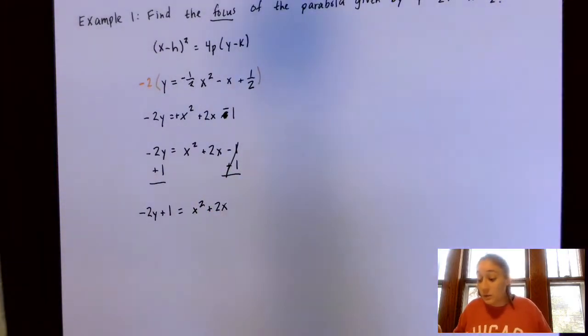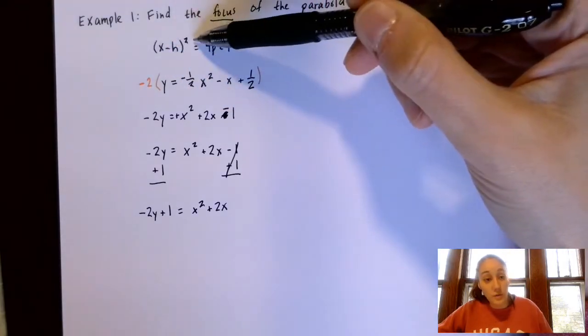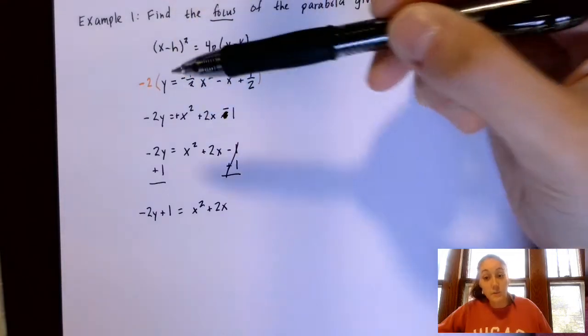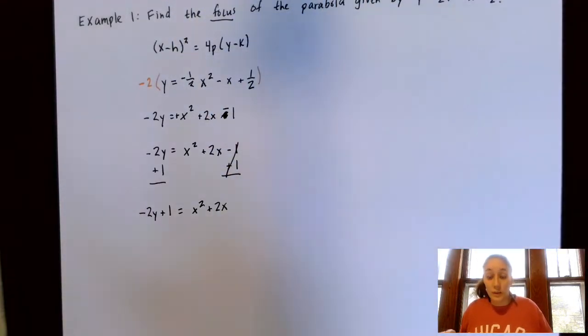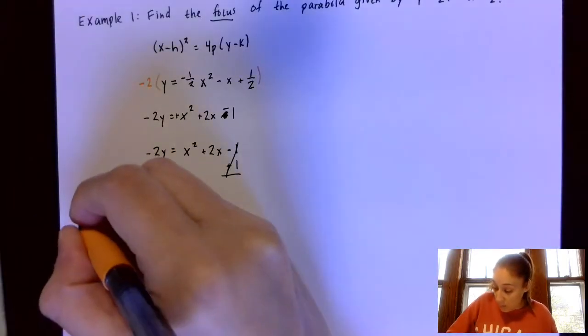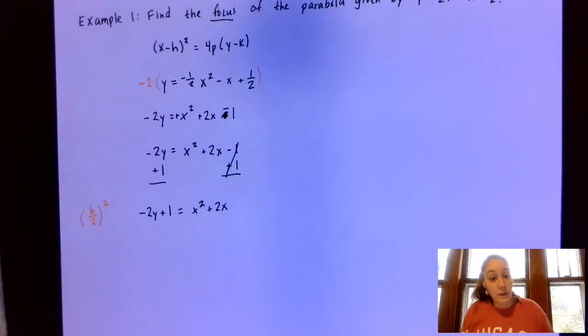Okay, so now what I want to do, remember, I want this x to be a binomial squared. And that constant right here is going to be the first coordinate, the x coordinate of my vertex. Okay, so let's think about this. Remember from yesterday when we were completing the square, we were using b divided by 2 and then squaring it.